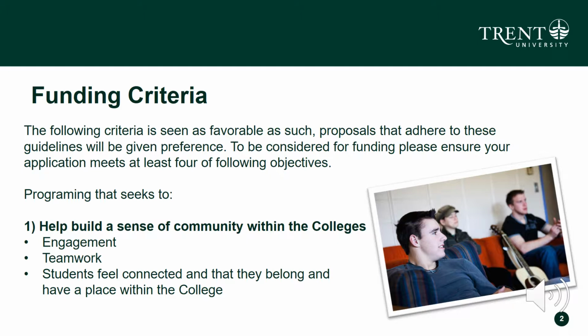The Pan Colleges Fund has 7 funding criteria. For funding to be approved, an activity must meet at least 4 of the 7 objectives. The first objective is that the program must seek to build a sense of community within the colleges. To meet this objective, your event may help students feel engaged with your college, promote a sense of community or teamwork. Students will feel that they have a place to call home within the college where they feel accepted and included by their peers.